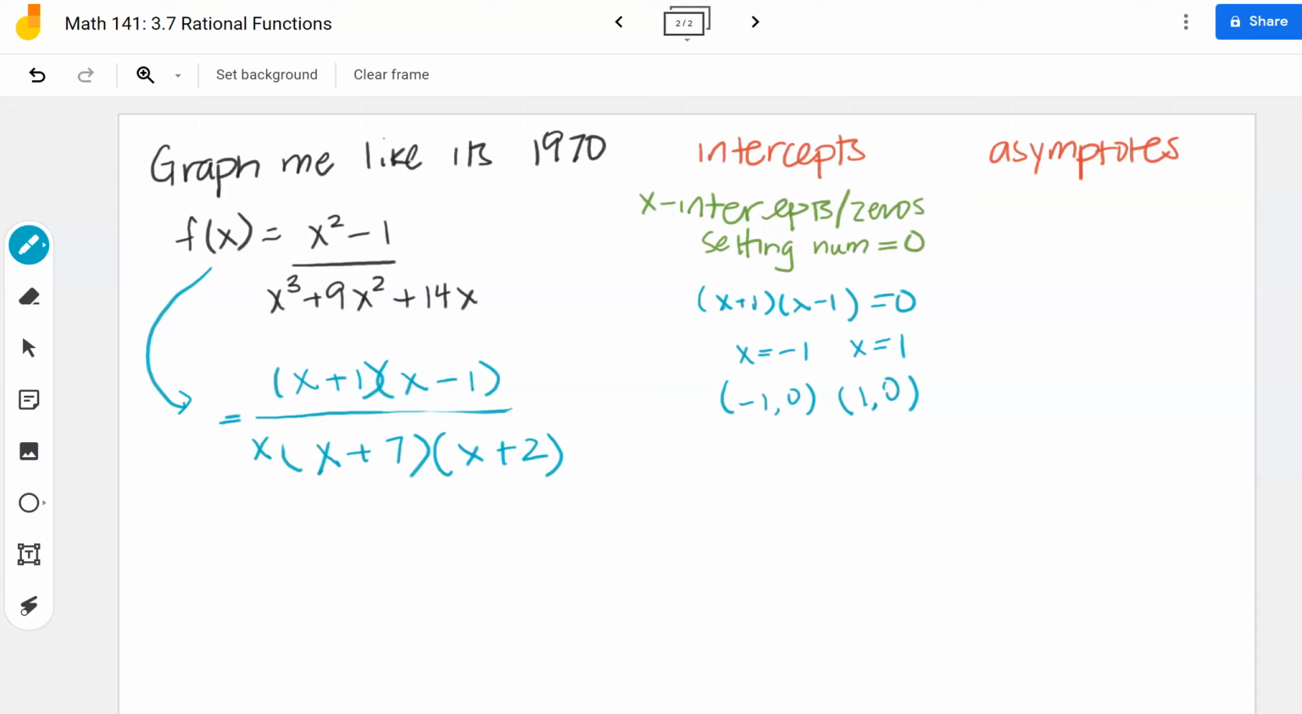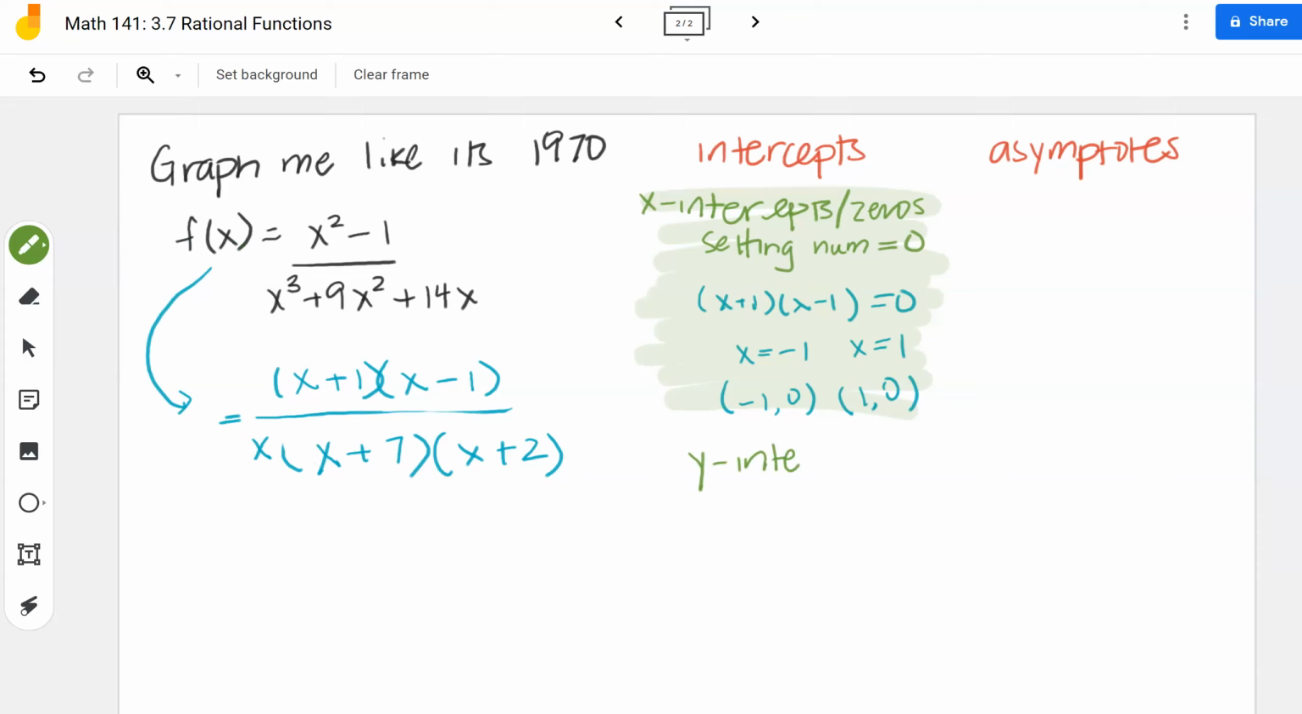All right, so those are my x-intercepts. That's all done. Let me go ahead and just give us some grouping to keep all that together. All right, then we move on and we need to find our y-intercept.